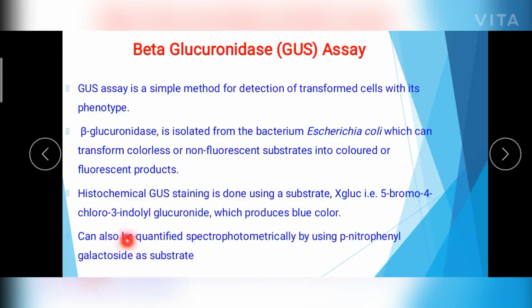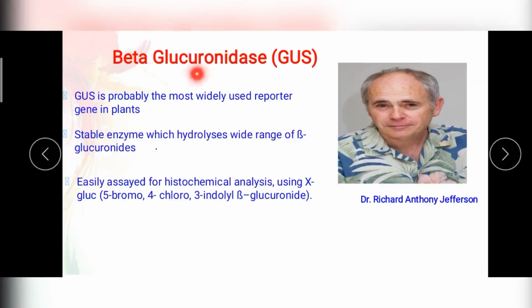So the level of expression of that particular transgene can be quantified spectrophotometrically or by means of histochemical analysis. The person who is behind the discovery of this GUS gene is Dr. Richard Anthony Jefferson, and this gene is mostly used as a reporter gene in plants.